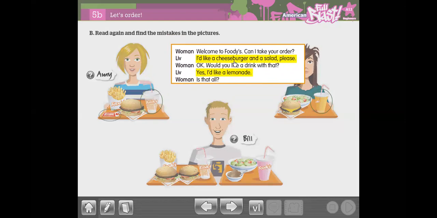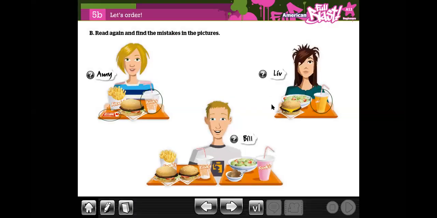In the Bill picture, it's three cheeseburgers, not two. Okay, three cheeseburgers. Fries, it's okay? Yes. The drink? Yes. Here, salad, it's okay? No. El milkshake tampoco es okay. Ice cream? Tampoco.